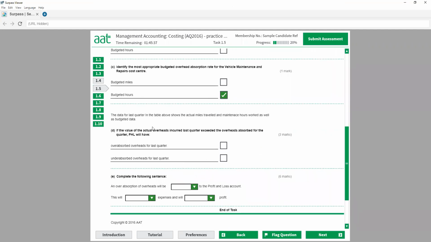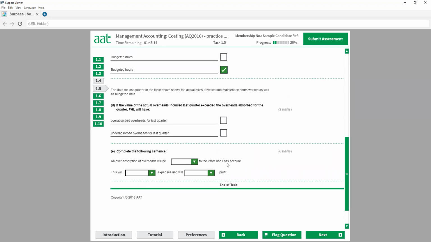Finally, they said number D, over or under absorb. Let's try to understand that. The data for the last quarter in the table above shows the actual mileage traveled and maintenance hour worked as well as budgeted data. If the value of the actual overhead incurred last quarter exceed the overhead absorbed for the quarter, PHL will have a under absorb or over absorb.